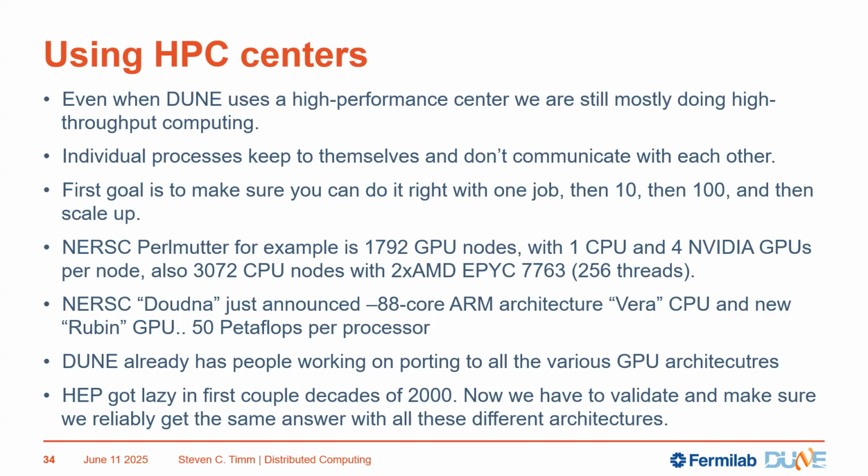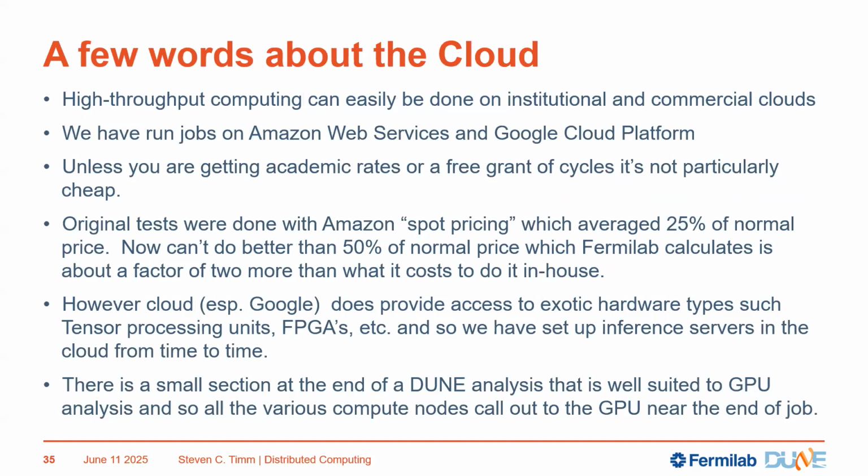HEP got lazy in the first couple of decades of 2000 because we had all x86 and nothing else. One operating system flavor, one type of hardware. Now we have to get our validation structure working again, make sure we get the same answer with all of those. I could tell you the story, but I won't, about how that burned me in my own thesis a number of years ago.